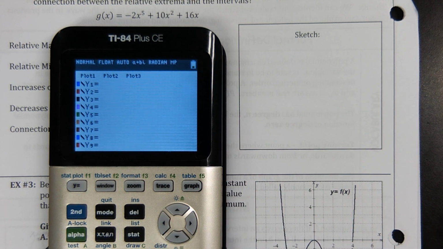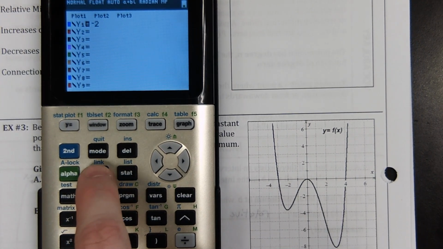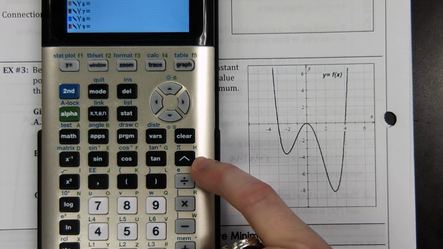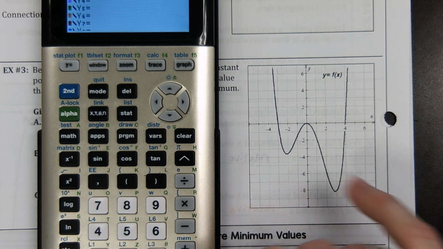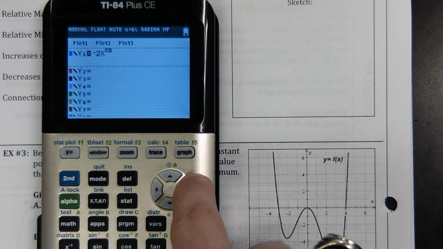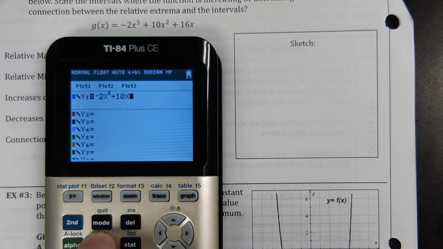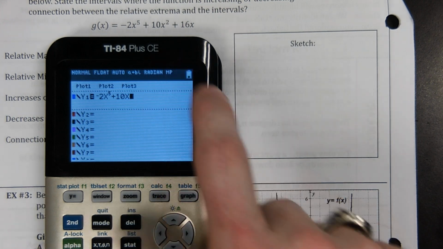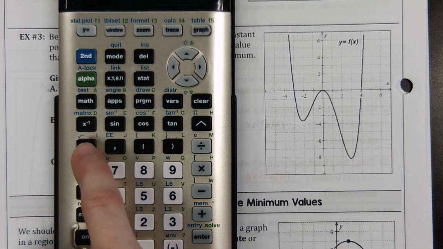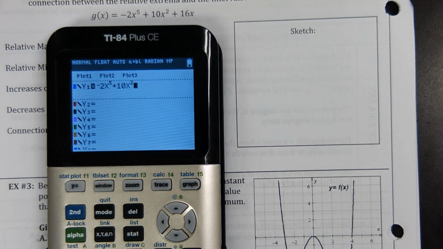Okay, so -2. This is your button for variable, right here next to alpha, x. Raised to the 5th power, you're going to have to use this caret symbol to get exponents other than 2. Raised to the 5. You press the right arrow to get back down to where you would type normal stuff. Plus 10x squared. You could use the caret symbol again and type 2, or you could just use the squared button. There is a squared button right there above log. Plus 16x.